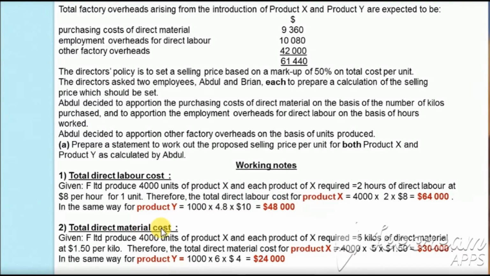And for direct material, again the number of products produced, which for X is 4,000, and the number of kilos required to produce one product of X is 5 kilos, and the price at which we are getting the direct material is $1.5 per kilo. So once we multiply it, we get the total direct material cost for X as $30,000. For Y, the number of units produced is 1,000, the number of kilos required for one product is 6, and the cost per kilo is $4. So the total direct material cost for Y will be $24,000.